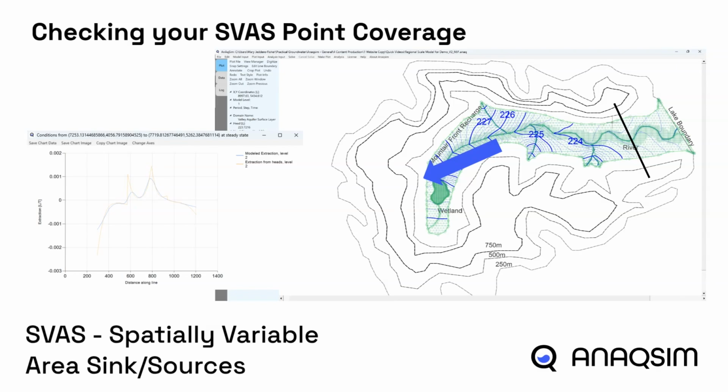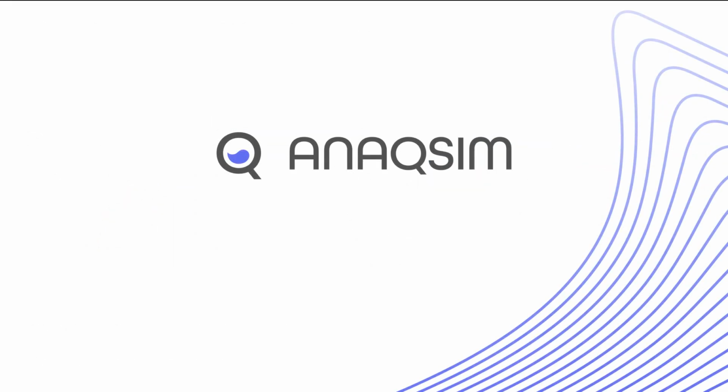In this video, we covered reviewing the leakage factor as a way to guide your SVAS spacing, the three different methods for adding SVAS points in Anaqsim, and briefly, we introduced two methods to check the results of your SVAS spacing. In our next tutorial, we'll put all this knowledge into practice by building a site-scale multi-layer model from scratch, incorporating everything we've learned about SVAS points. We'll see how proper SVAS placement can make a real difference in model accuracy and performance.